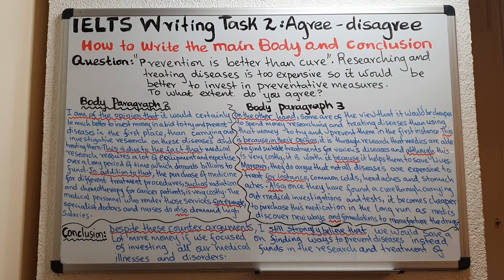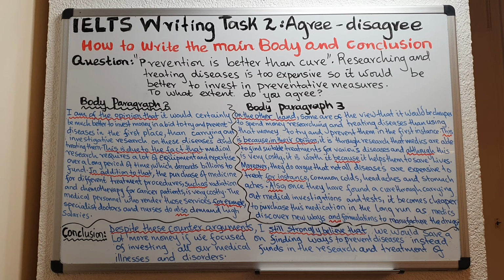Now, for the sake of this lesson, if you look at the first sentence, "I am of the opinion that it would certainly be much better to invest money in a bid to try and prevent diseases in the first place than carrying out investigative research on these diseases and treating them." That is a complex sentence. "This is due to the fact that medical research requires a lot of equipment and expertise over a long period of time, which demands billions of funds."